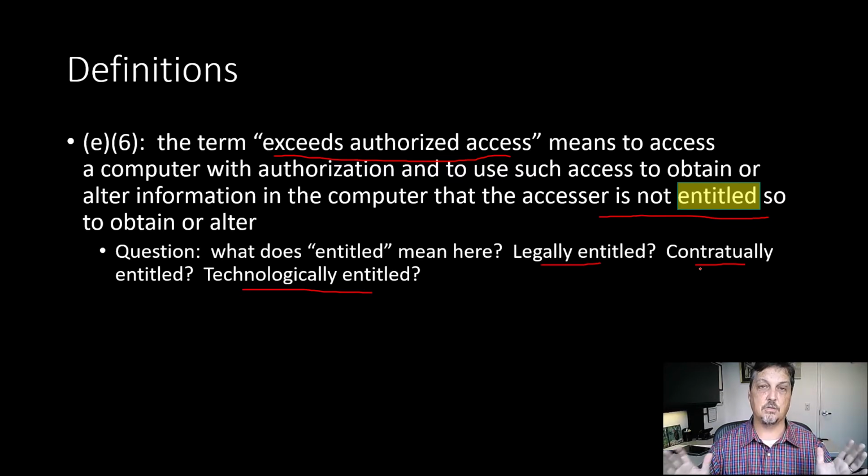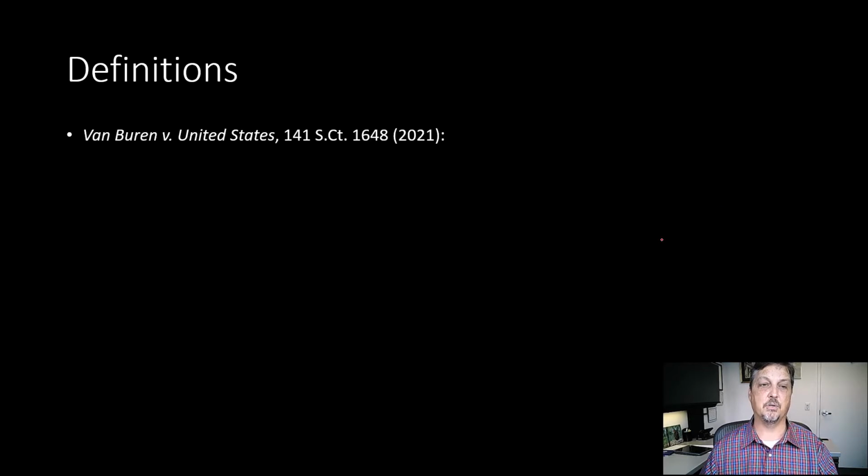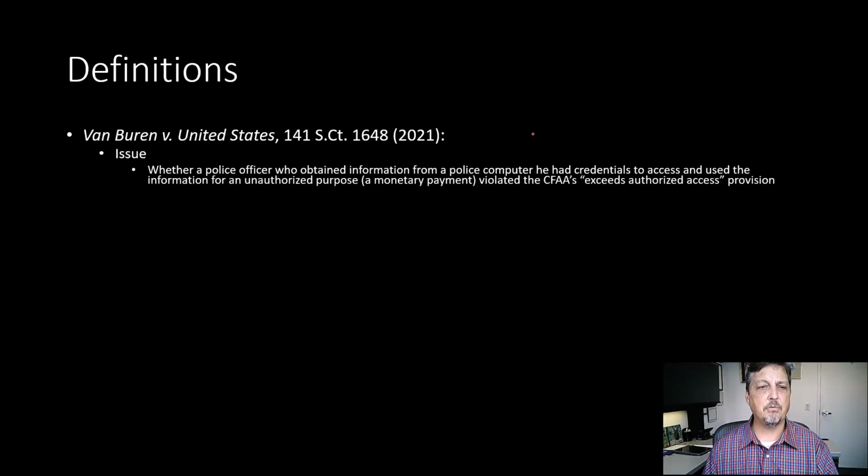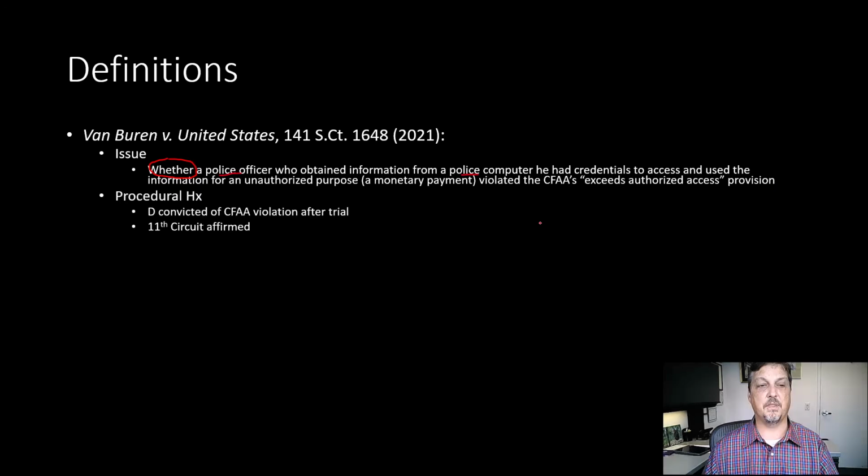And this issue, because of this disagreement in the appellate courts, recently went to the U.S. Supreme Court and was decided in the Van Buren case that I asked you to read. The way I wrote out the issue in Van Buren was whether, and by the way, when you're writing an issue, starting with the word whether is often very helpful, whether a police officer who obtained information from a police computer he had credentials to access and used the information for an unauthorized purpose, a monetary payment, violated the CFAA's exceeds authorized access provision. The defendant has gone through a full trial on this crime.